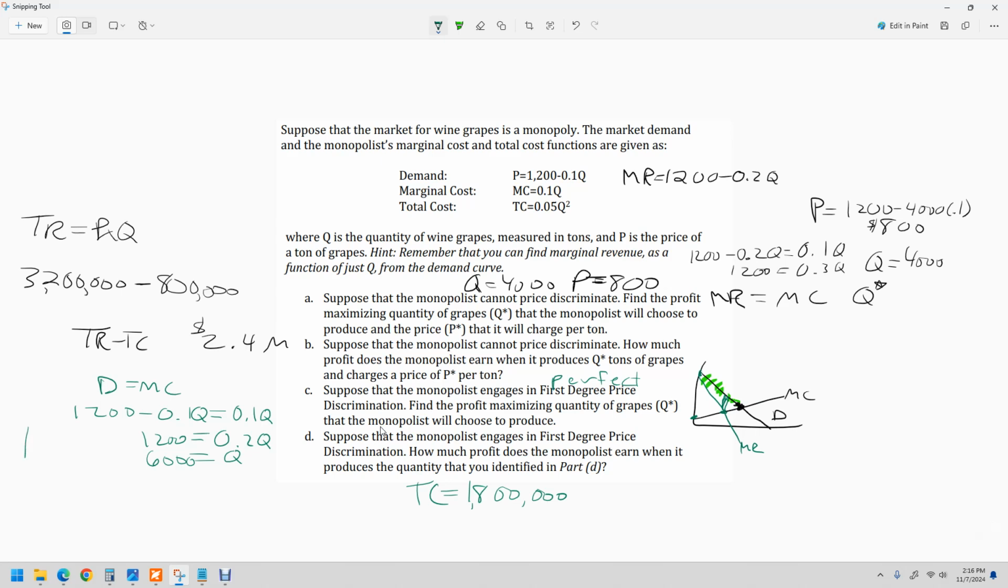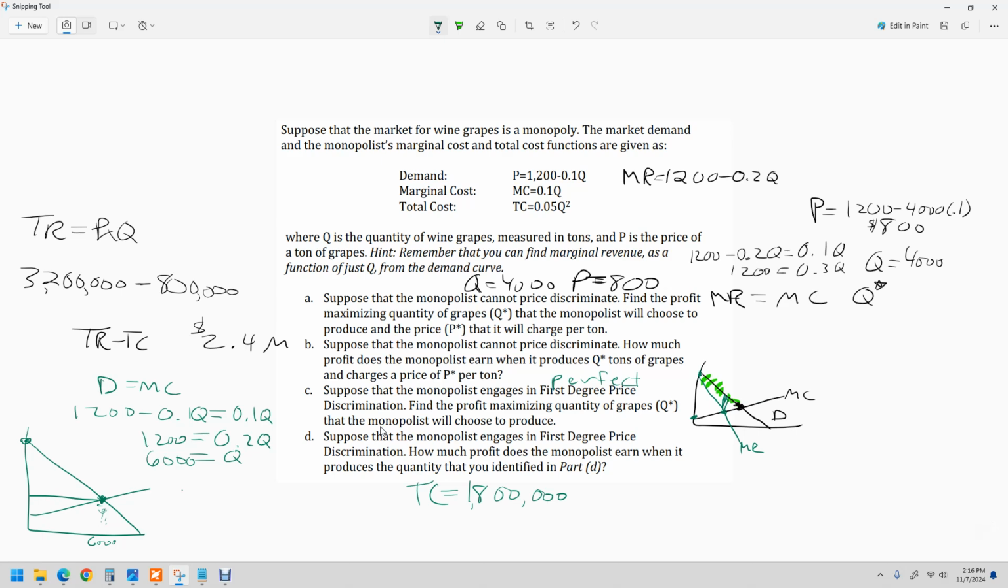And then we want to know what the profit is. So it's like the triangle that is right here. It's the last unit there. So this is 6,000. So if I'm doing the triangle here, I need to find out what the top of the triangle is and then what this is right here. So to get this number, I'm going to plug 6,000 into the demand function, and that'll give me this part of the triangle.